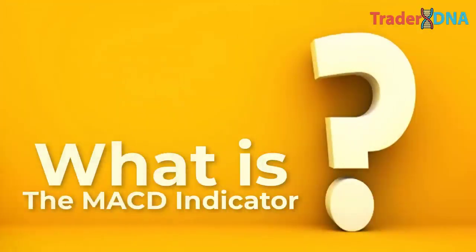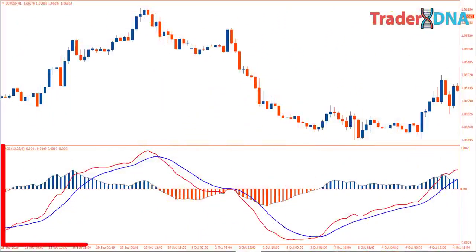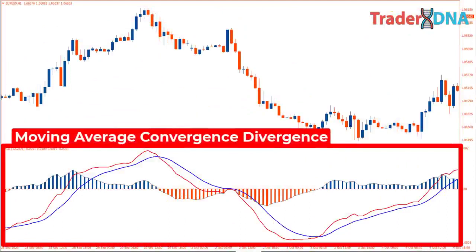So, what exactly is the MACD indicator? The MACD, which stands for Moving Average Convergence Divergence, is a momentum oscillator employed for trading trends. The MACD essentially measures the gap between moving averages and assists traders in determining the direction of a trend, as well as whether the bullish or bearish momentum in the price is gaining strength or weakening.